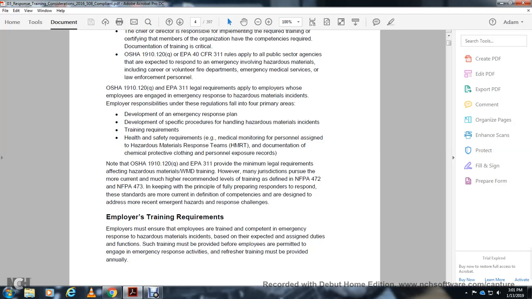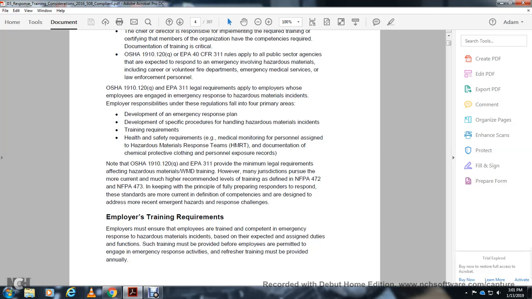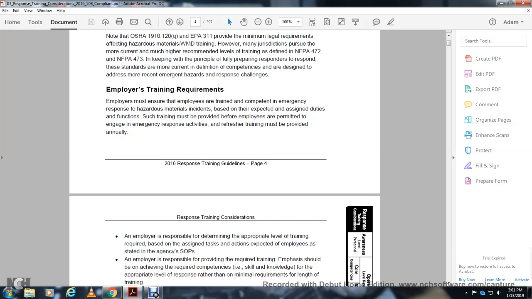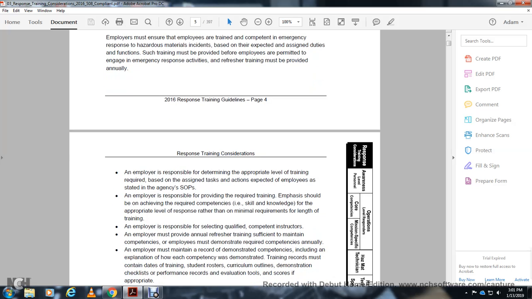The training must be provided to employees who are permitted to engage in emergency response activities. Refresher training must be provided annually. Employers are responsible for determining the appropriate level of training based on the assigned type of response action expected of the employees, consistent with the emergency agency's standard operating procedure. The employer is responsible for providing the required training, with emphasis on achieving the required competency, skill, and knowledge for the appropriate level of response rather than on minimal requirements for length of training. Employers are also responsible for selecting qualified, competent instructors.